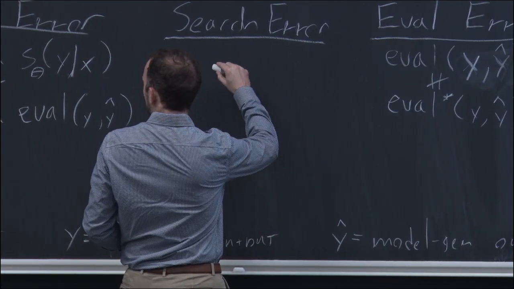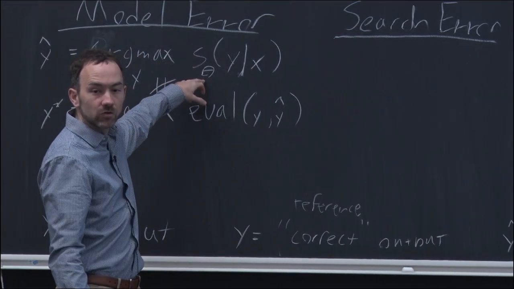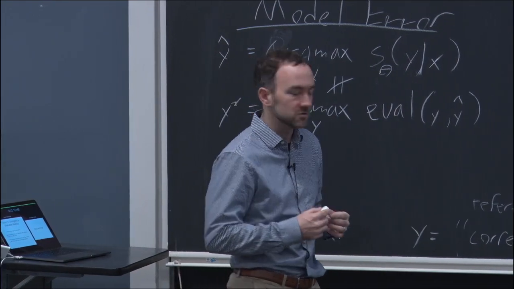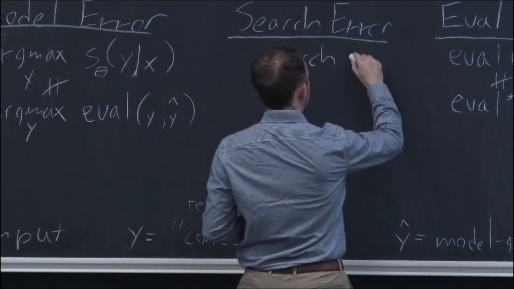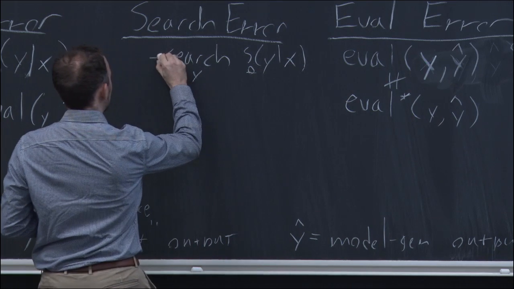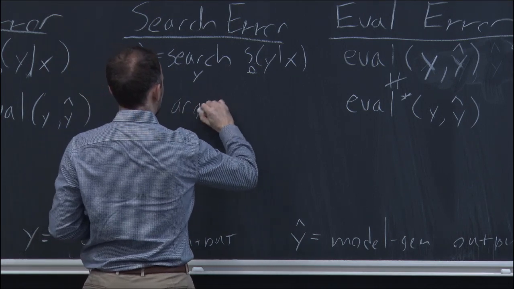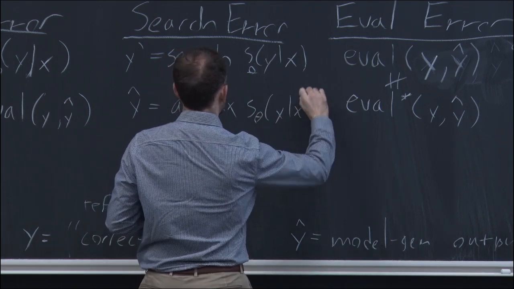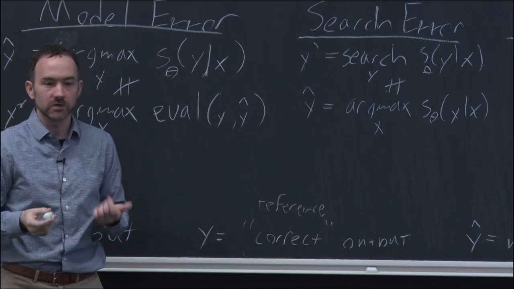And then the final one is a search error. And the search error is basically when what you would like to do is find the output with the highest score. But what you actually do is you have some sort of approximate search algorithm, right? So if you did beam search, then beam search is an approximate search algorithm. So what you have is your search. Let's replace this function with search. And these two are not equal. You're not able to find the highest scoring output according to your search algorithm.